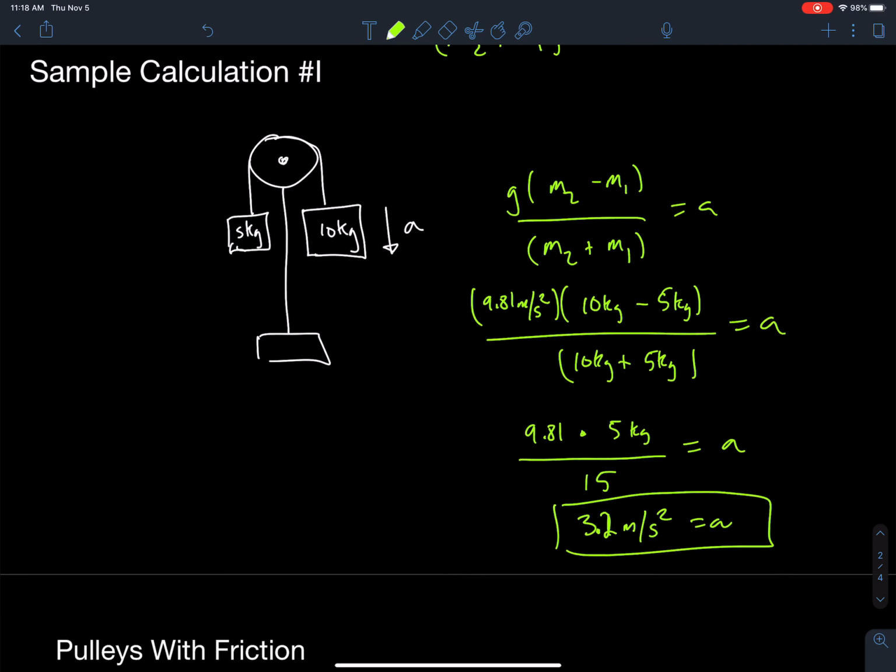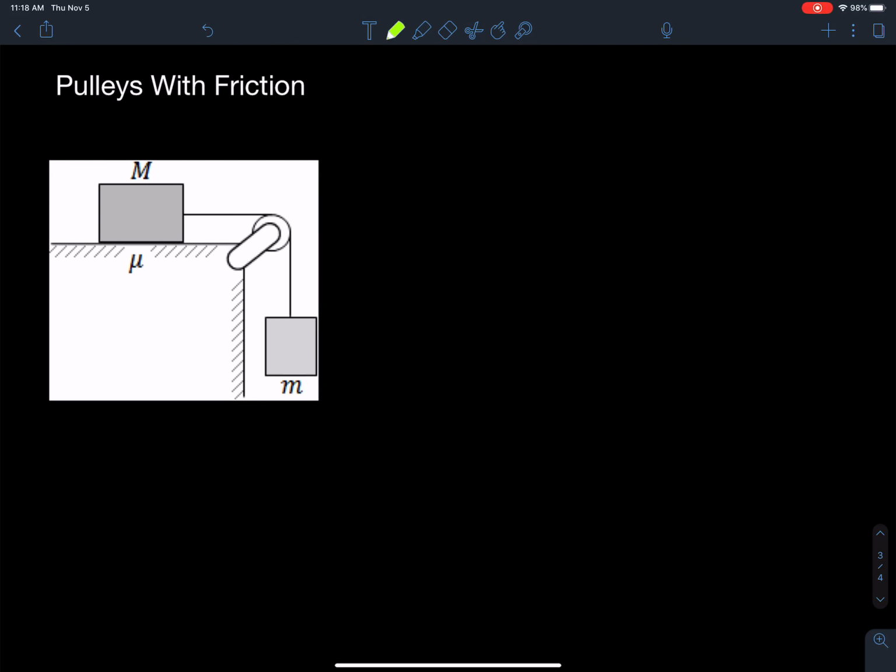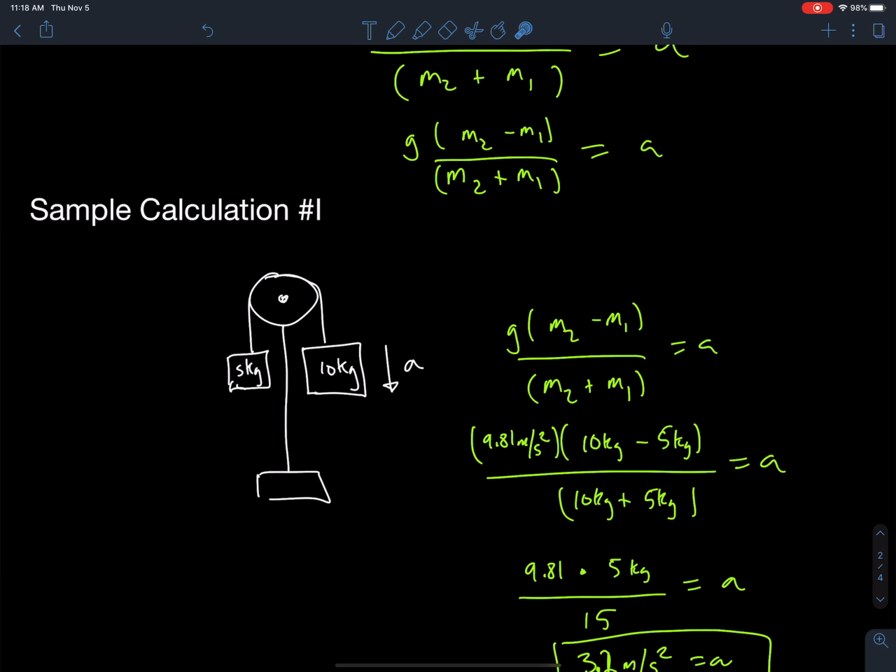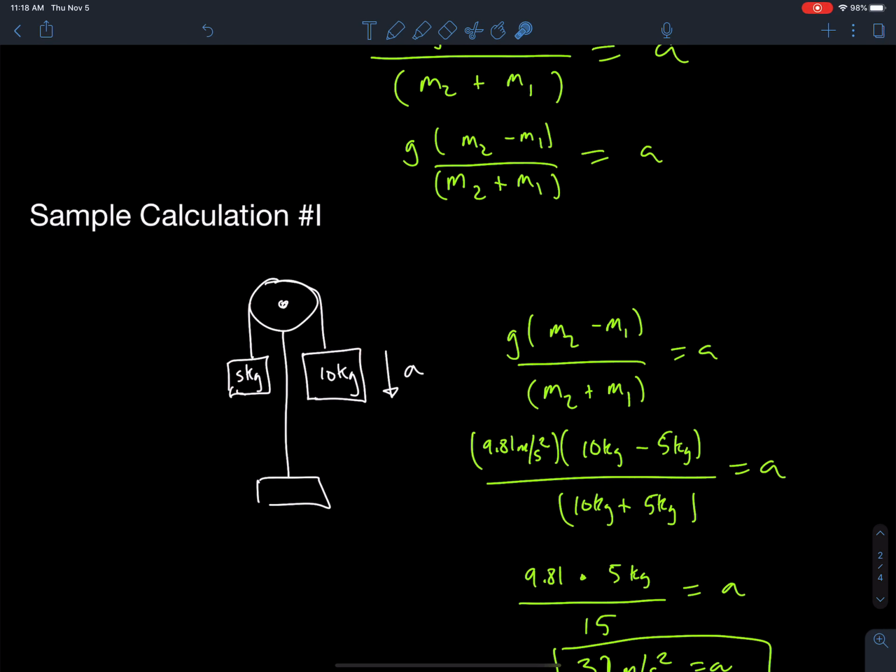Okay, great. Next, let's look at pulleys and friction. So this pulley system is using just gravity. Okay, the counterweight here is slowing the acceleration of the system. The bigger the counterweight, the slower that system is going to accelerate, as you can see from here.